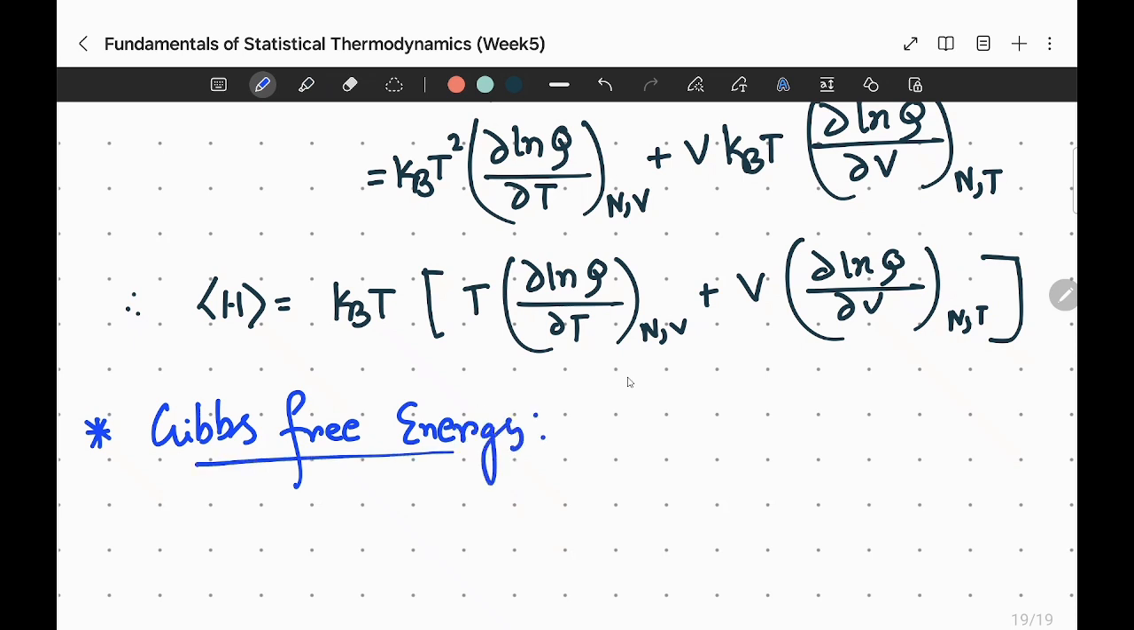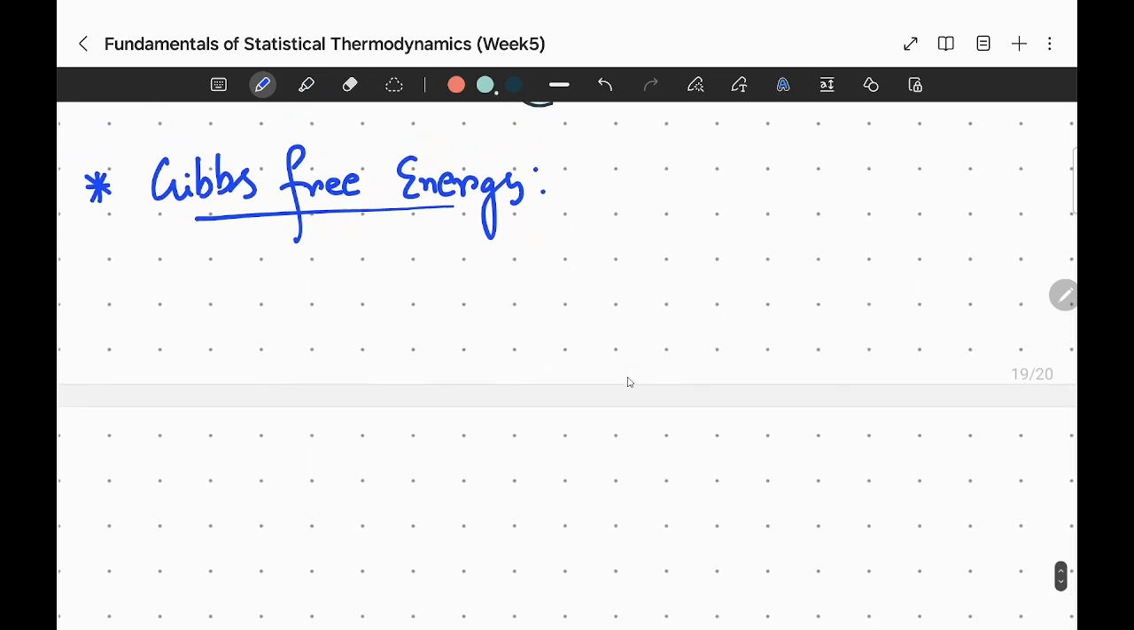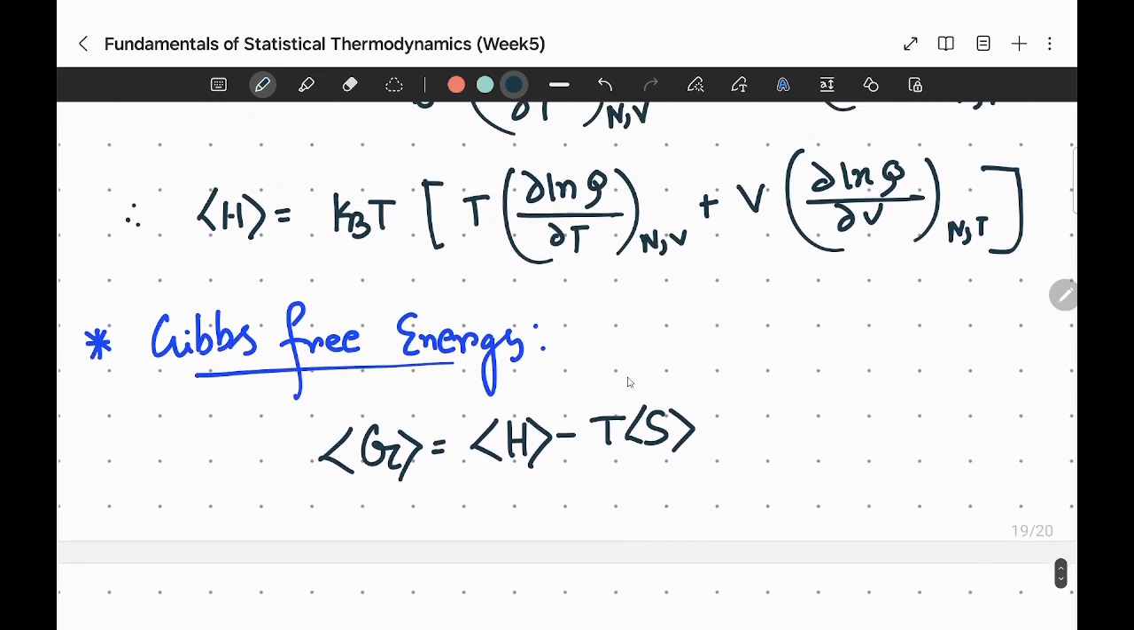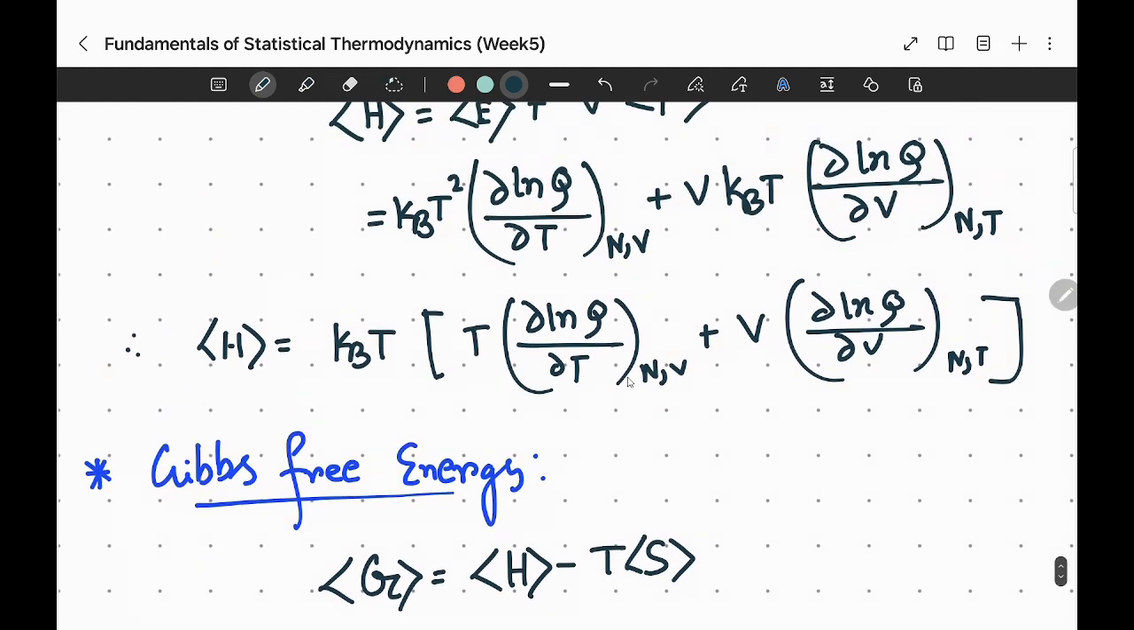How can you do it? G equals H minus TS, exactly. So H is this part. This is our H.